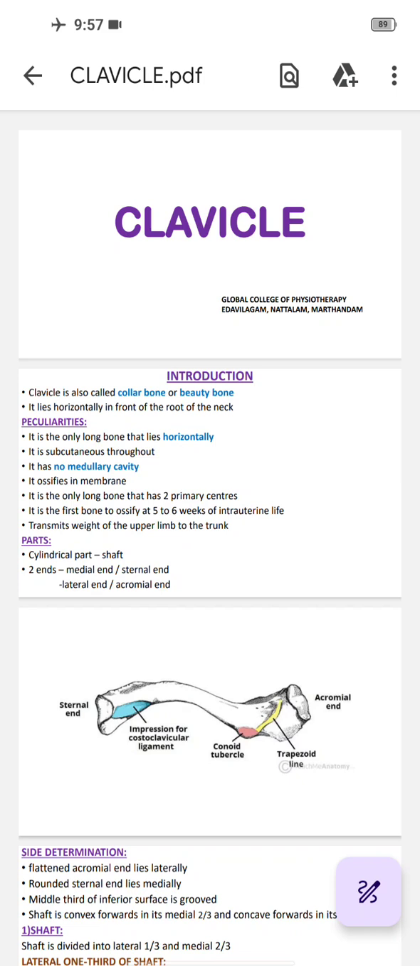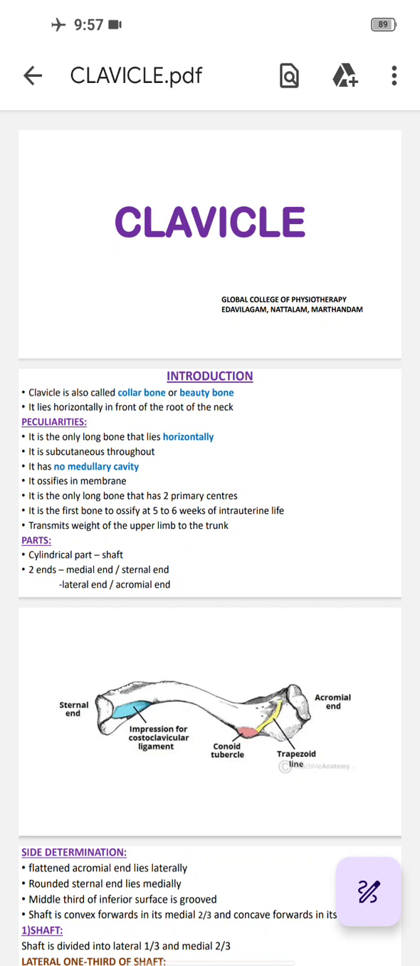It's the first bone to ossify at 5 to 6 weeks of intrauterine life. It transmits the whole weight of the upper limb to the trunk. So these are the peculiarities of clavicle. So then we'll see about the parts.